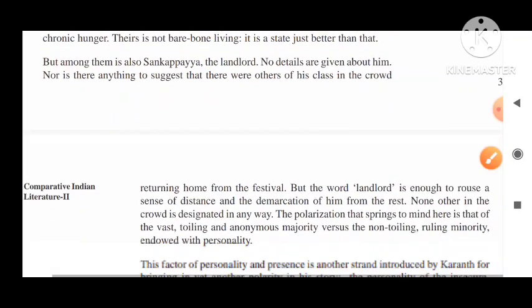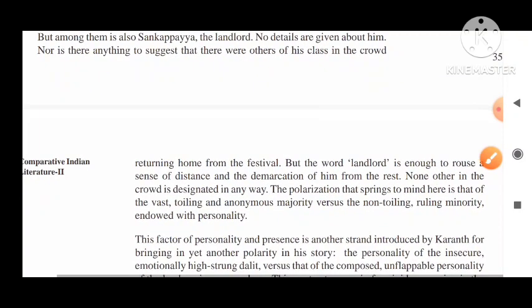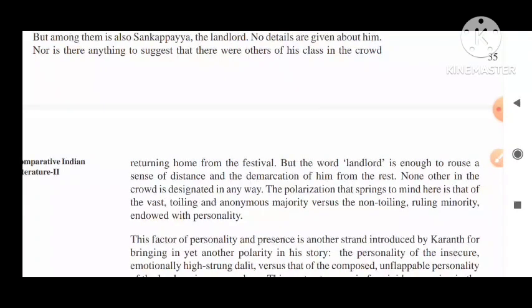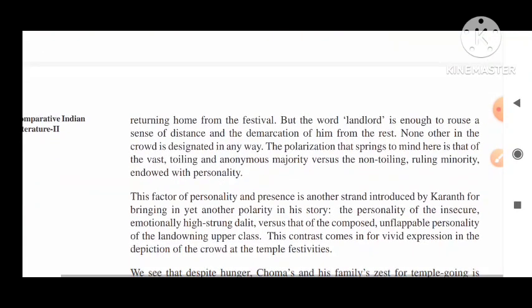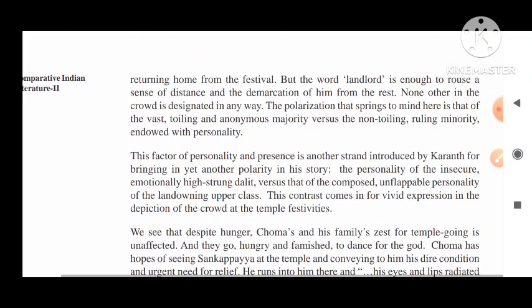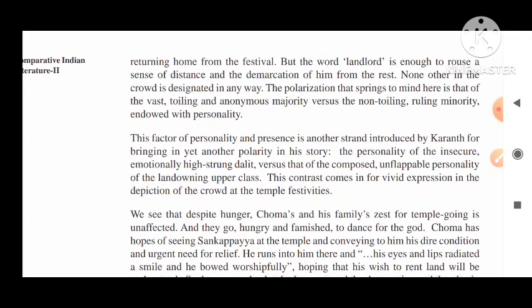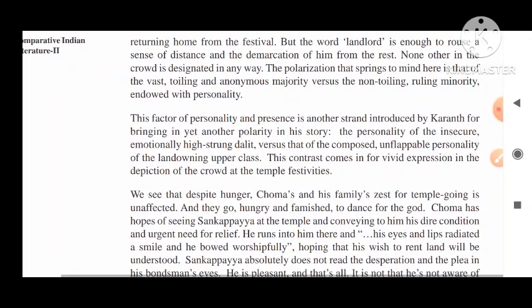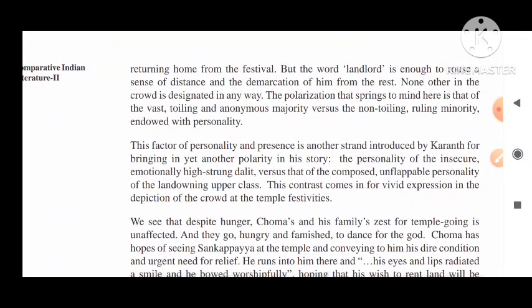No details are given about him, nor is there anything to suggest that there were others of his class in the crowd returning home from the festival, but the word landlord is enough to rouse a sense of distance and demarcation of him from the rest.